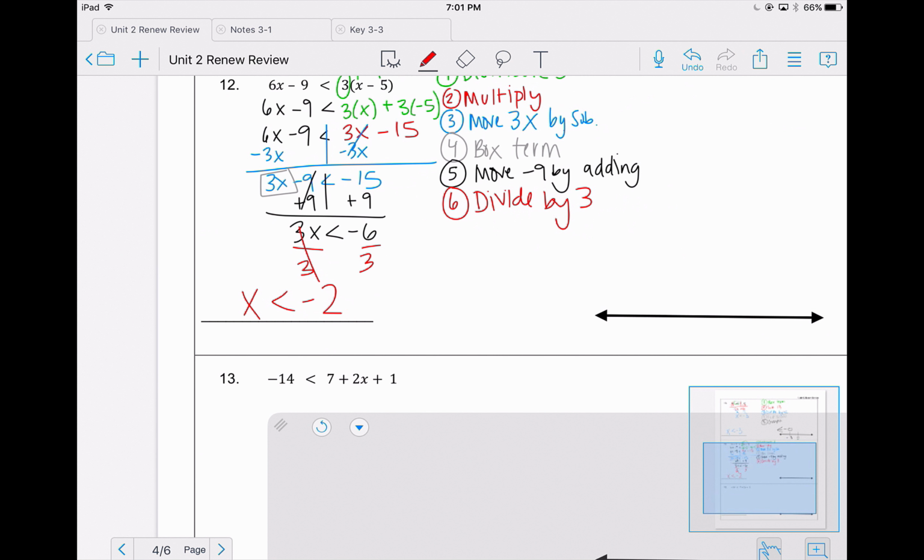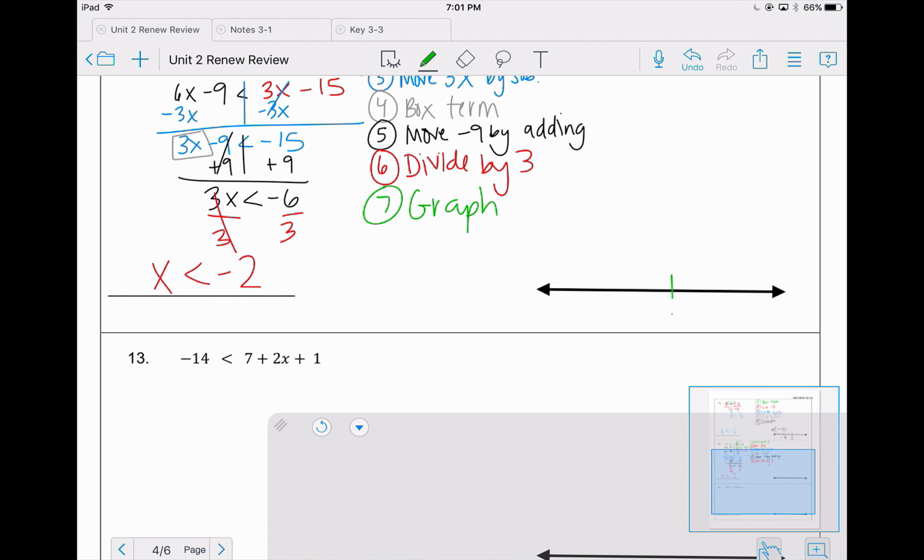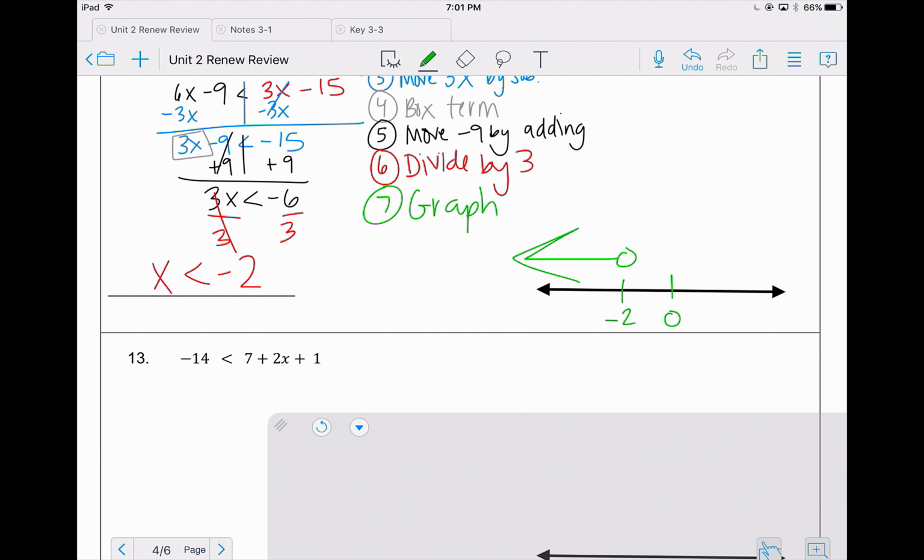My letter's on the left side, so I can go ahead and graph this because I don't have to worry about switching anything. -2 is to the left of 0. This is an open bubble because there is no line under the inequality, and x is less than goes to the left, so that is the direction.